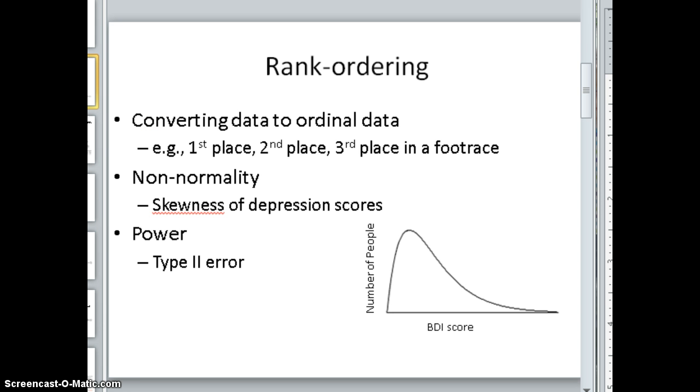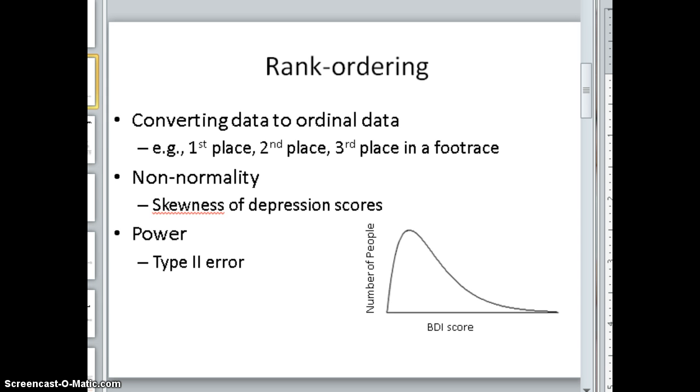The way that many non-parametric statistics work is by rank ordering the data. In this way, the data are converted to ordinal data instead of interval or ratio data. And in most cases, even when we are looking at scores of things, you would consider them to be more ordinal than interval, but anyway, that's beside the point.